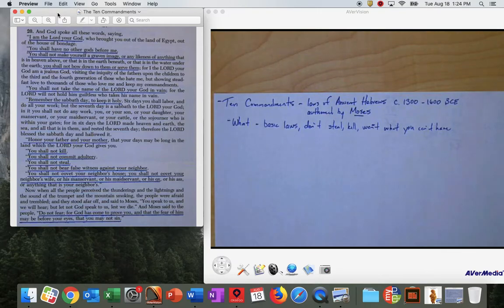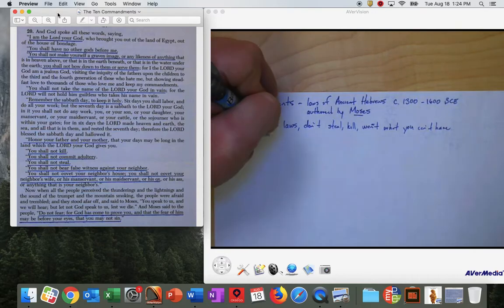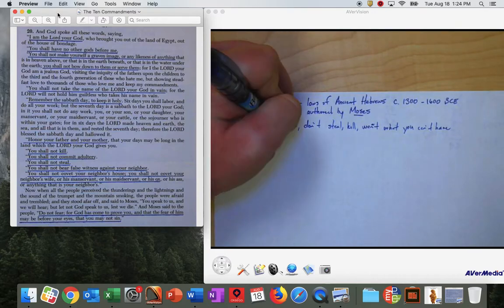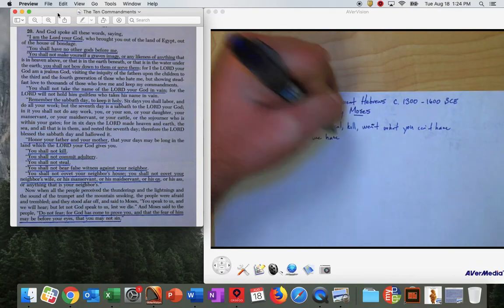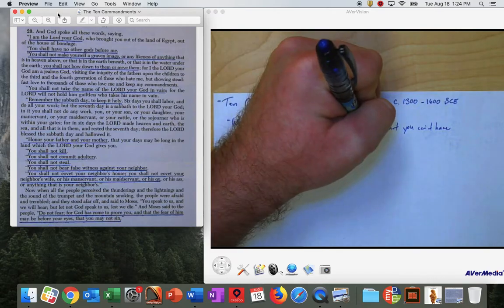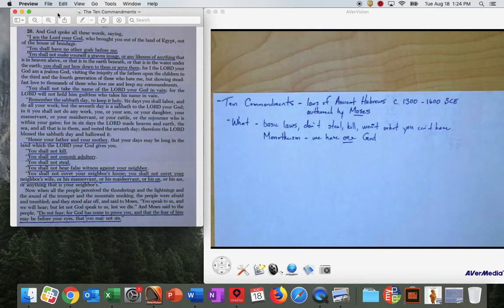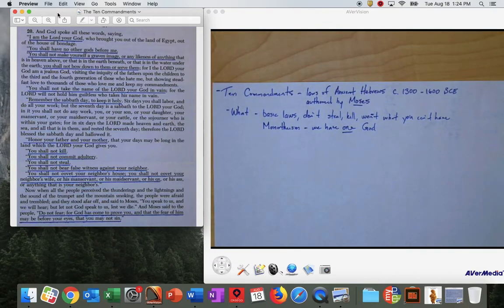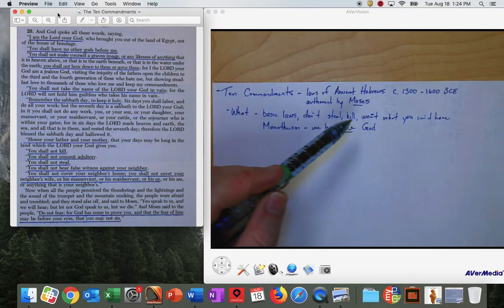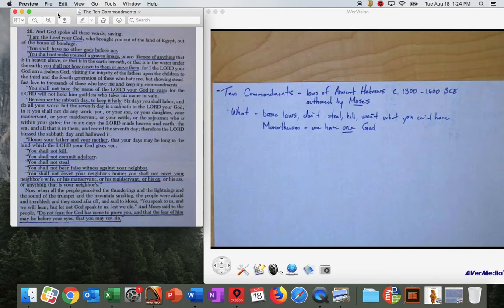There's another important main idea here that we will get to more as we delve deeper into this, but the other main idea is the idea of monotheism. The idea that we have one God. That's what the Ten Commandments are saying. Don't steal, don't kill, don't want stuff that you can't have. And we have one God.